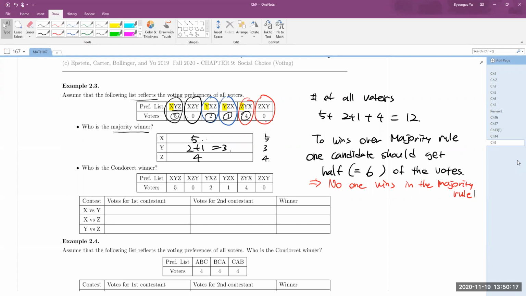No, in case of 50%, he wins. So it is including 50%. What I mean by majority is that it is equal or more than half. Yeah, equal or more than half.